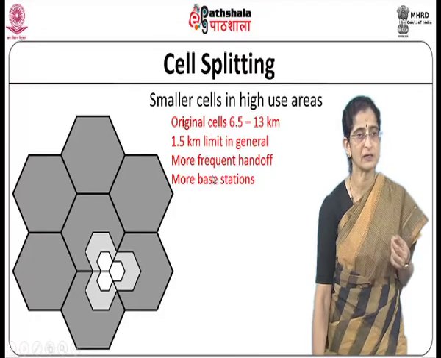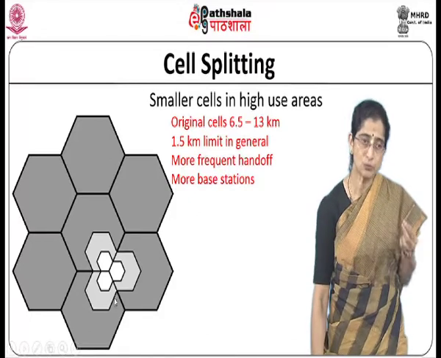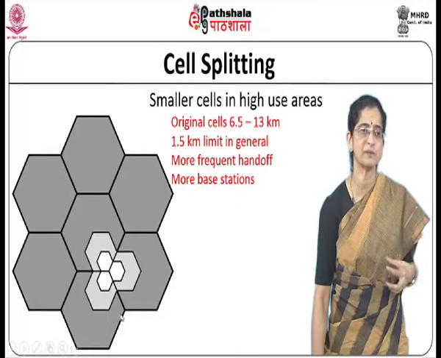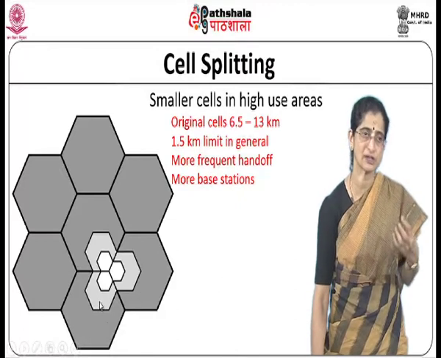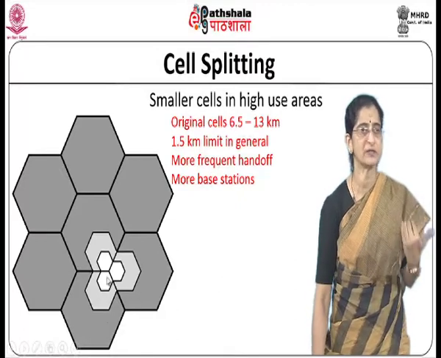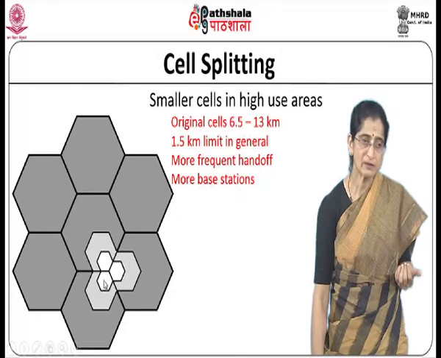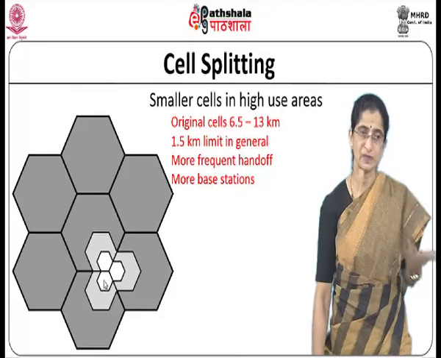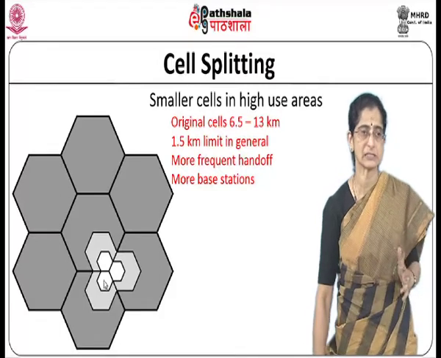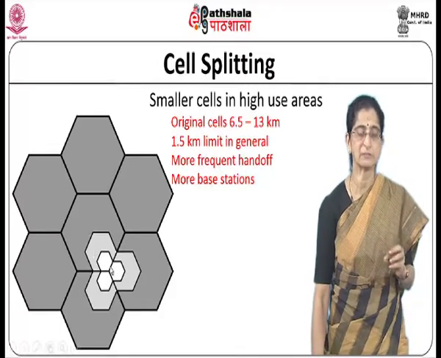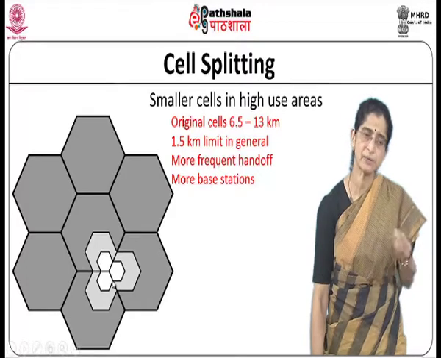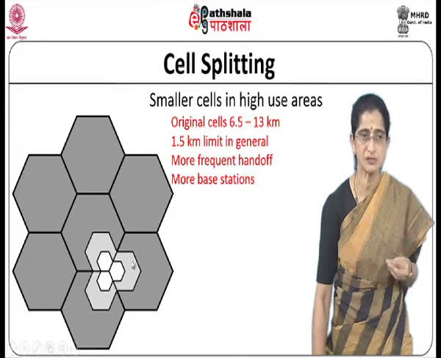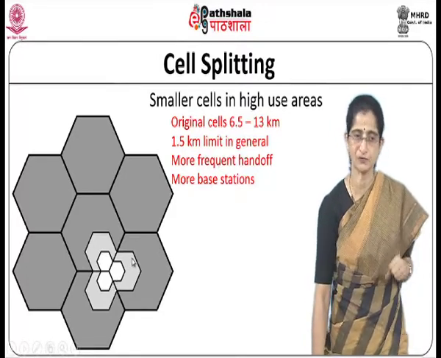Handoff is what happens when you move from the range of one base station to another base station. So, your call has to be handed off from one base station to another. If you have smaller cells, obviously as you move there will be more handoffs that will have to be done. That is something you will have to handle in the case of cell splitting, but it helps you to manage the traffic with the available set of frequencies.